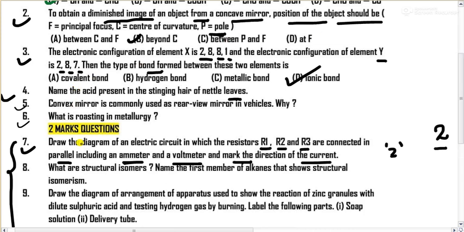Okay. Now coming to question number 8. The question says, what are structural isomers? Name the first member of the alkane series that shows structural isomerism. So what are structural isomers?